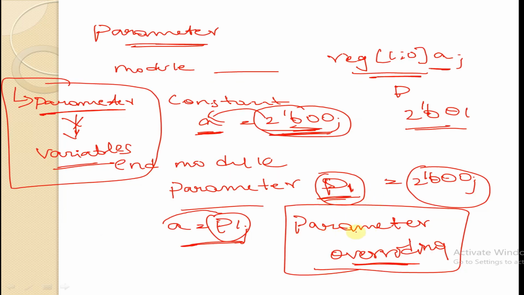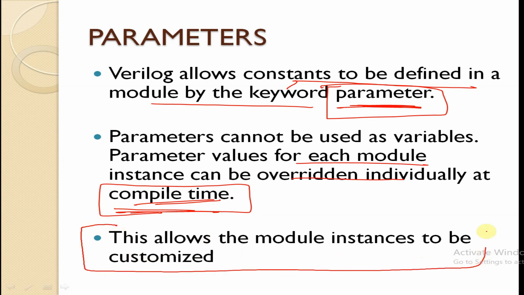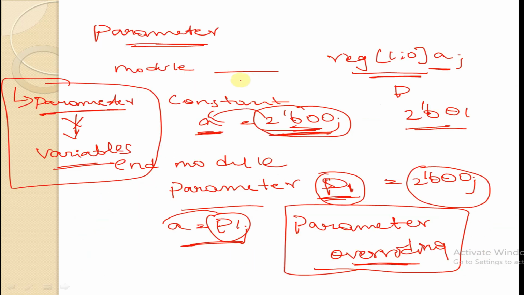We have discussed this here, right? This is the concept of parameter overriding, and the parameter overriding occurs at compile time. So parameters can be overridden at compile time. This allows the module instances to be customized. This term will be explained in our future sessions. We will see an example of parameter overriding in the modules, so it will give a clearer idea. For now, remember that parameters can be used with constants.